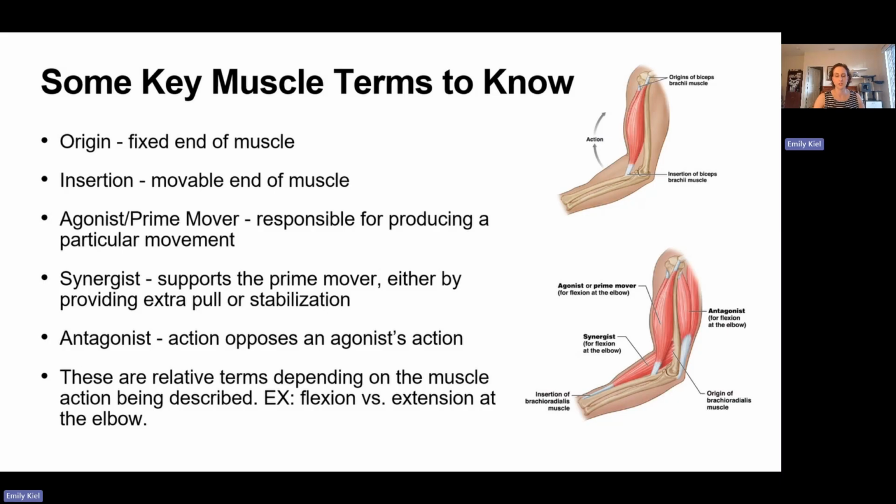So for example, if we change our definition and our goal to describe extension of the elbow, in this case, our triceps muscle is going to be the agonist because it is the prime mover that's extending that elbow. And the biceps muscle is going to be the antagonist because it is the muscle that is working against that extension. You want to be able to label or determine based on a particular action what the origin, insertion, agonist, antagonist, and synergists are.